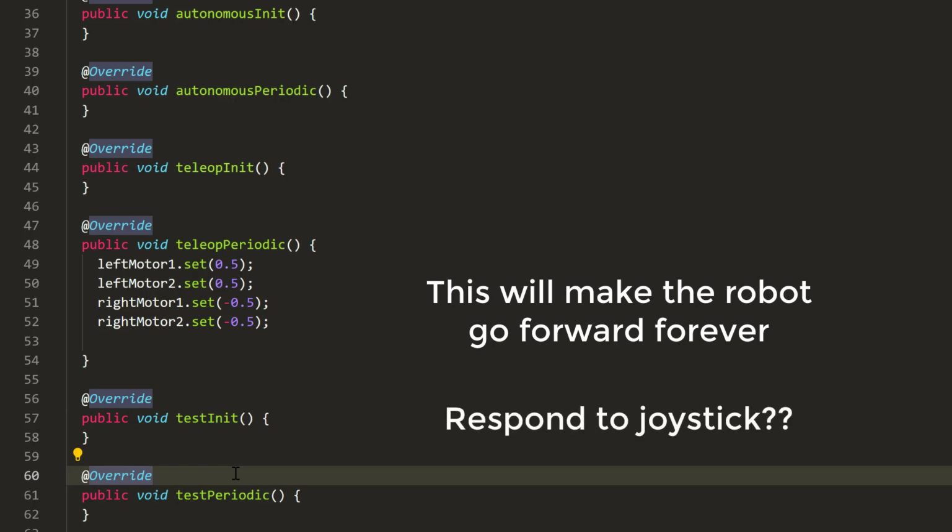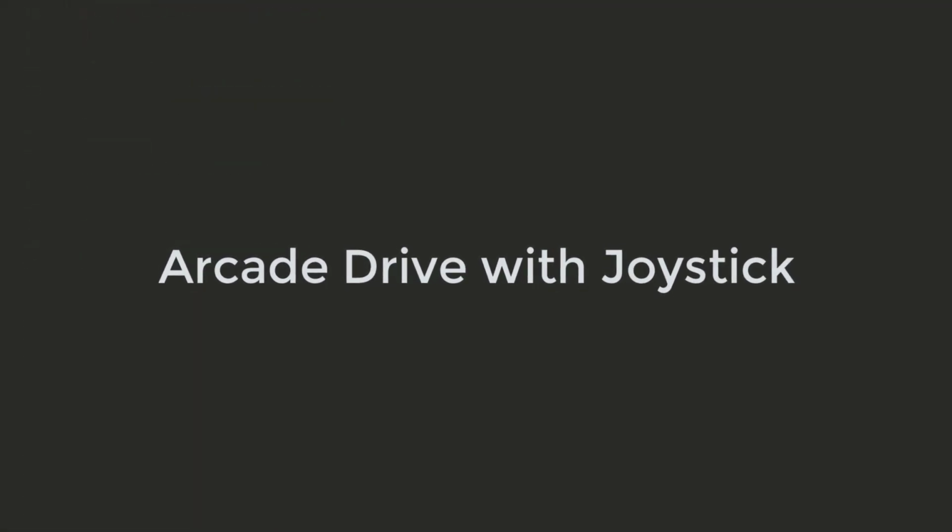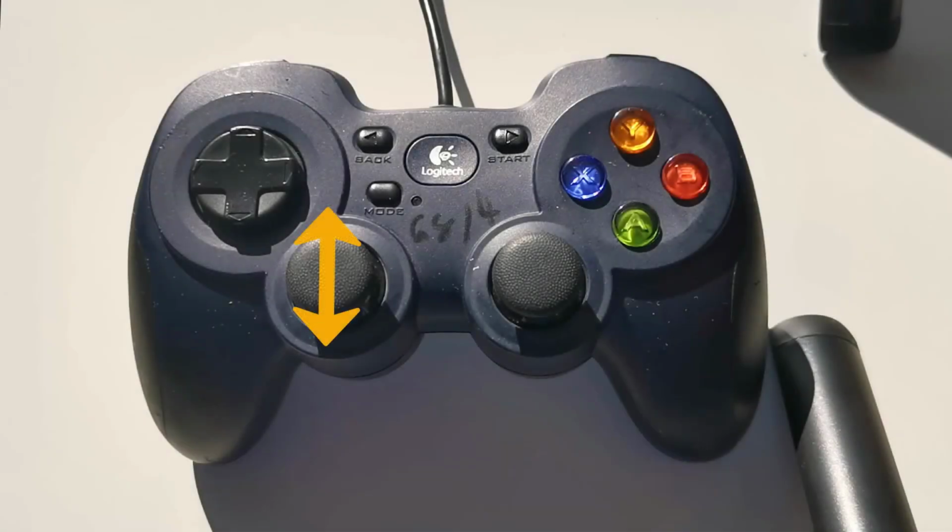The next step is to have it respond to a joystick input. Here, we will use a type of joystick layout called arcade drive. We want the left joystick to control power and the right joystick to control turning.